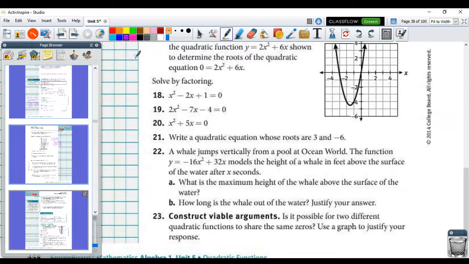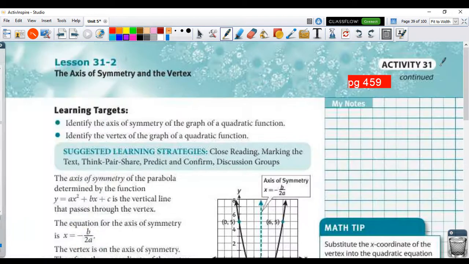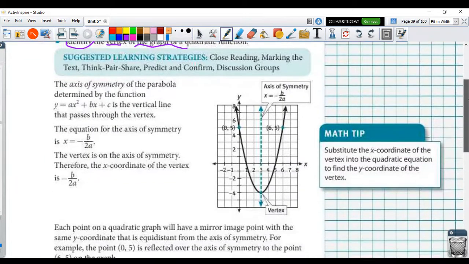Okay. Now that's lesson 31.1. Let's go ahead and look at lesson 31.2. So we were looking at solving a quadratic equation by graphing and by factoring in the last lesson. This lesson is more about learning the parts of the graph. So we're going to be looking at the axis of symmetry and the vertex in this lesson. So we're going to identify the axis of symmetry of the graph of a quadratic function, and we're going to identify the vertex of the graph of a quadratic function. So we're looking at some vocab here in this lesson.